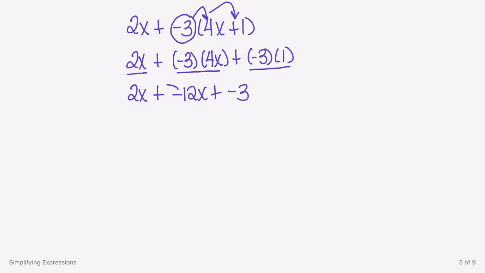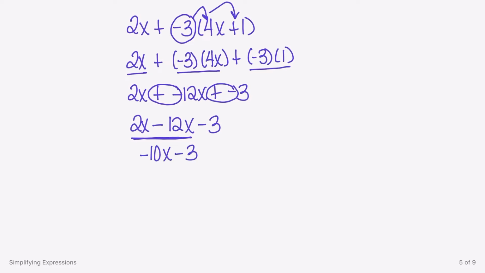And now let's take care of these double signs that we have. So the plus negative, remember, will turn into a subtraction. So 2x minus 12x minus 3. And so now we can combine these like terms that we have. We have a 2x and a minus 12x. So those will combine, giving me negative 10x minus 3, which is my simplified expression.